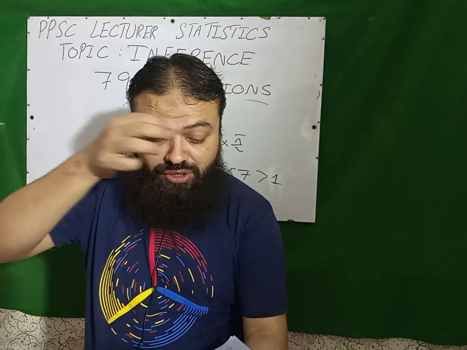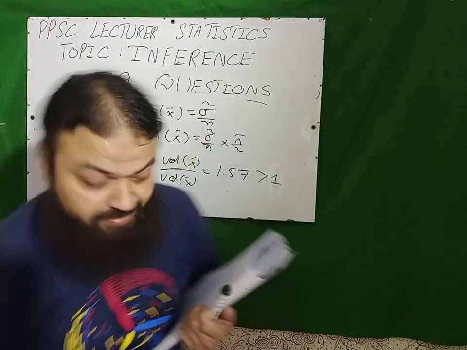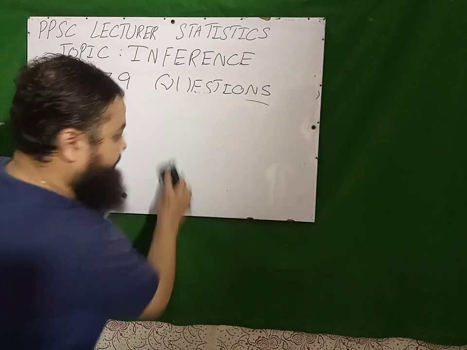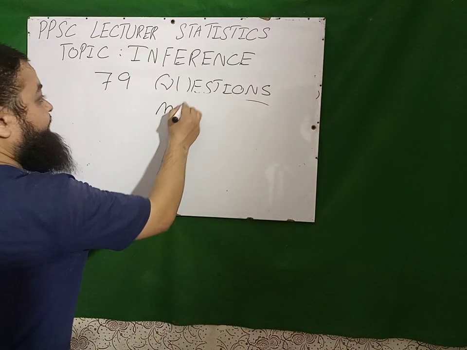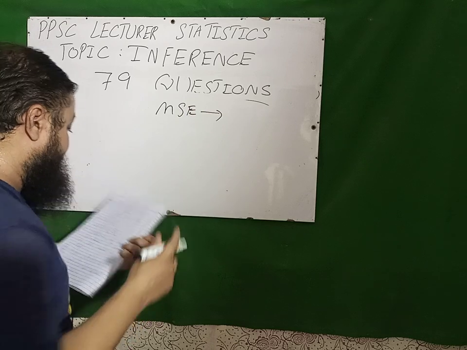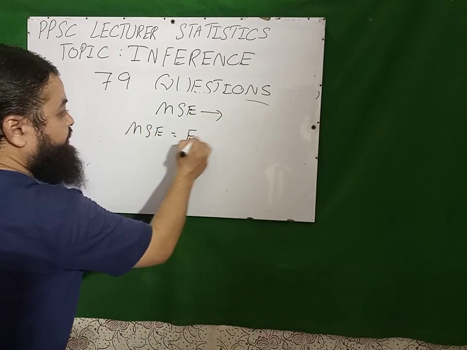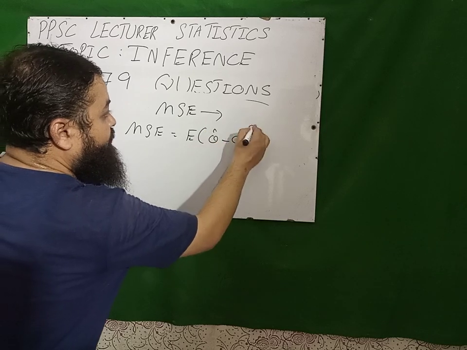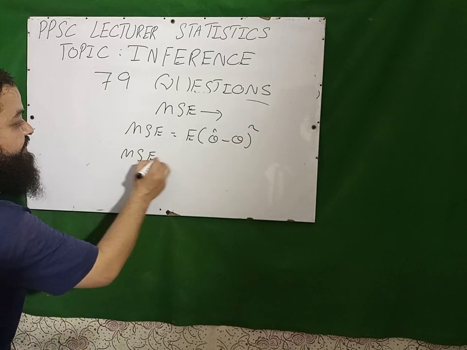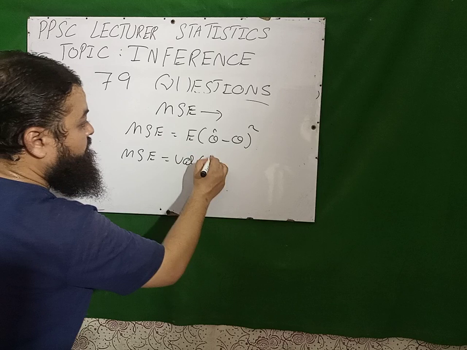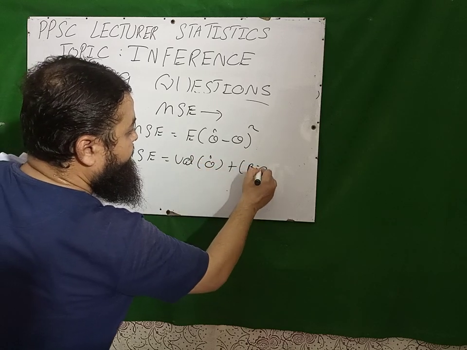Next, if we want to check the efficiency of biased estimators, then we use MSE. MSE means mean square error, and mean square error is equal to the expectation of theta cap minus theta whole square, and it can also be written as variance of theta cap plus bias whole square.